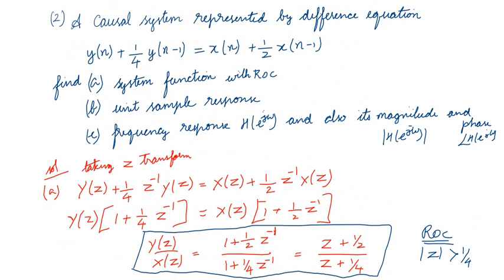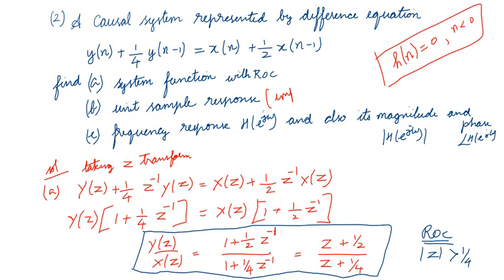Right. Next problem. Again, we are taking a system of difference equations. It is clearly said to be a causal system. Causal system means h of n, for negative values of n, should be 0. For a causal system, the condition is h of n equal to 0 for n less than 0. Now we will find the system function with its ROC, then the unit sample response. Sample response is also called impulse response.